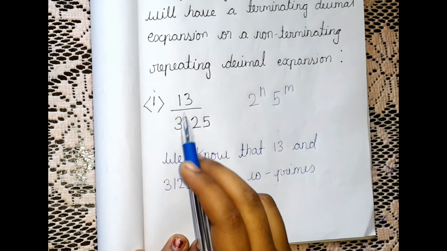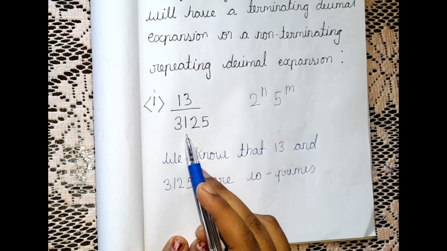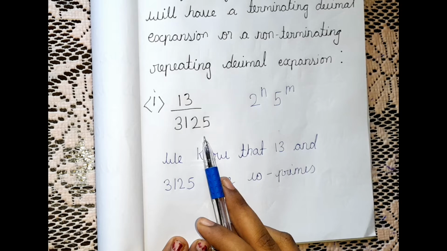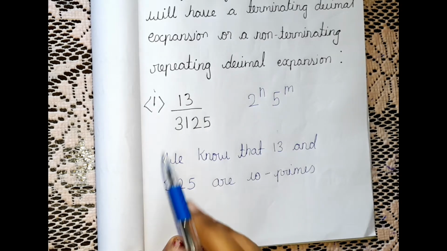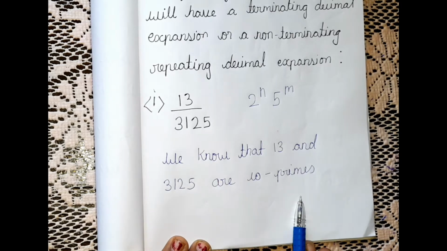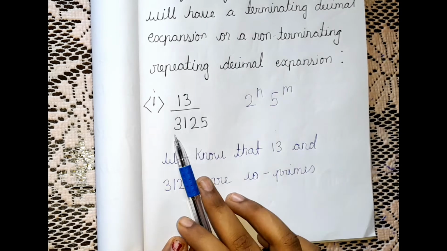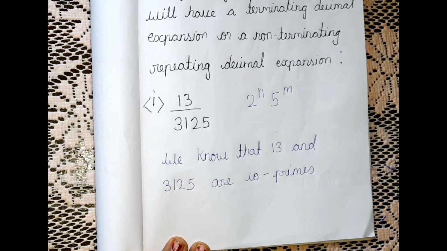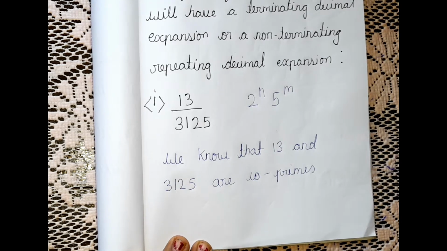Okay. So here 13 by 3125 is in the form P by Q. Then if it is in the form P by Q, that is, P and Q are co-primes. So we wrote 13 by 3125 are co-primes. Okay. Now let's do the prime factorization method.